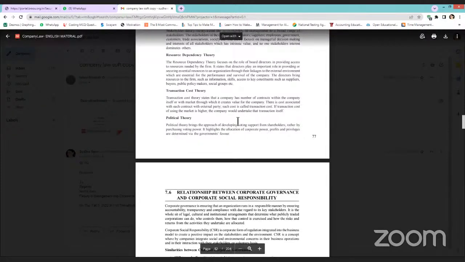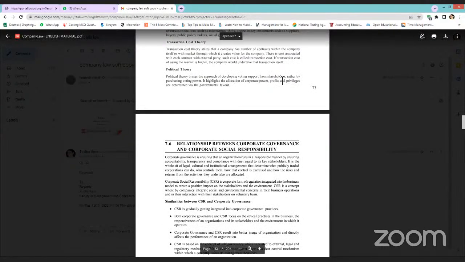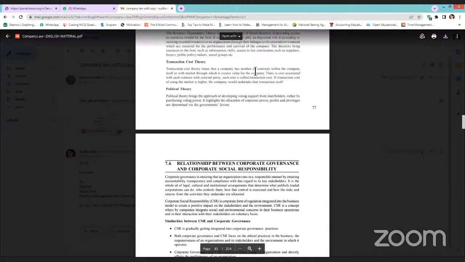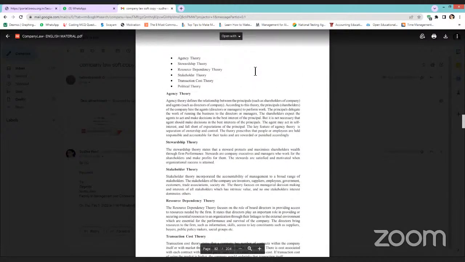Okay. The next one is political theory. This is the approach of developing voting support from the shareholders rather than purchasing voting power. It highlights that the allocation of corporate power, profits, and privileges is determined via the government's favor. So you have six types of theories: agency theory, stewardship theory, resource dependency theory, stakeholder theory, transaction cost theory, and political theory.